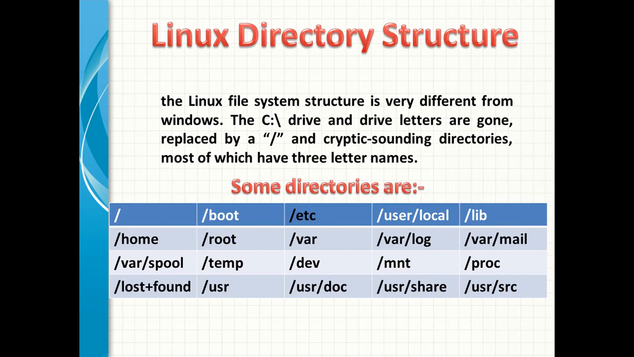Then comes /var/spool. This term spool we basically use with printers. So it contains the files which are in the queue for printing. It has all the information about the files which are being printed.